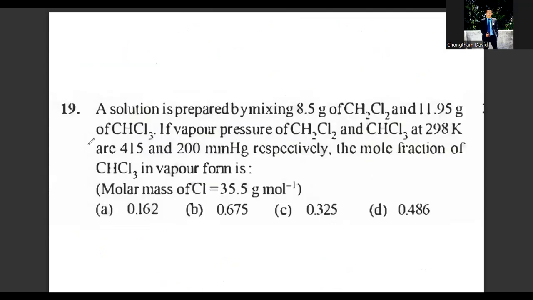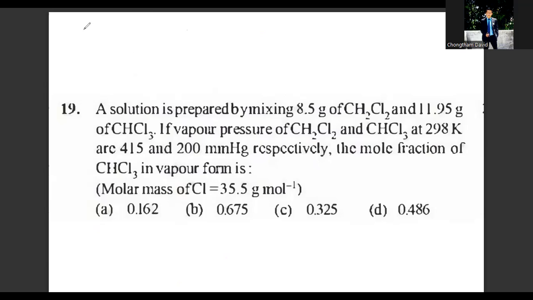Let us read together. A solution is prepared by mixing 8.5 gram of dichloromethane and 11.95 gram of chloromethane. The vapor pressures of dichloromethane and chloromethane at 298 Kelvin are 415 and 200 millimeter mercury respectively. These are all liquid solvents, okay? The mole fraction of chloromethane in the vapor form is, you are given the molar mass of chlorine, 35.5 gram per mole. Which of the following would you find the correct answer? What you have to do is find the molar mass of each one of them, find the moles, then calculate the vapor pressure above the solution. That will give you the answer.